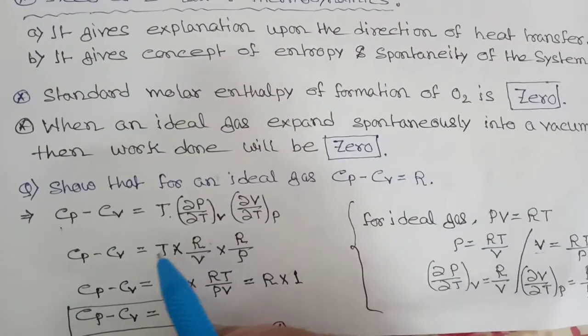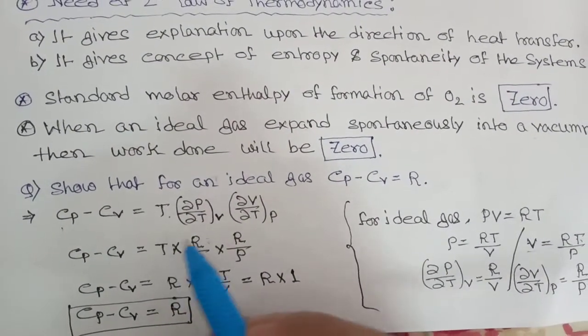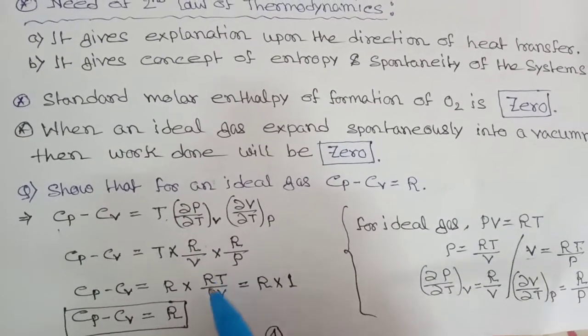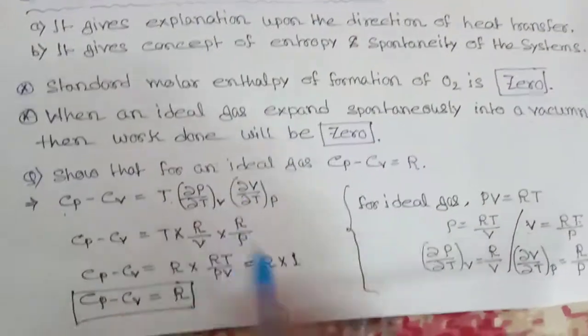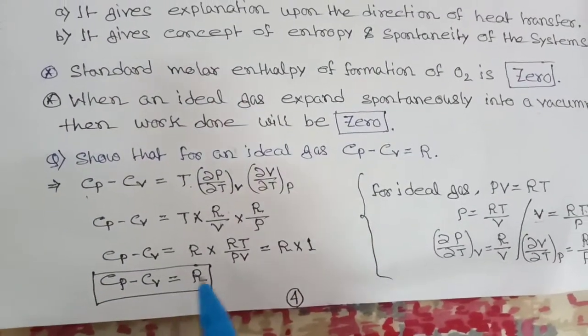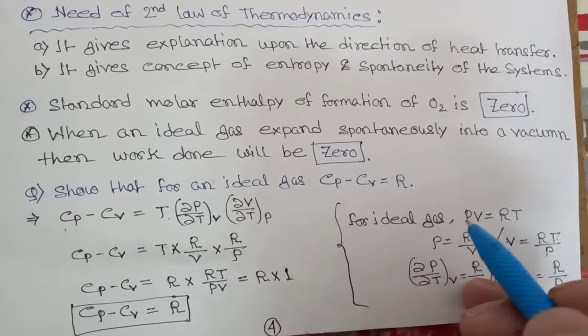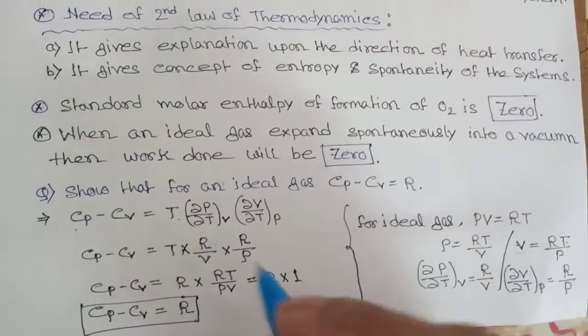So R will come this side, T will go there. So there will be RT by PV, and RT by PV is equal to 1. So Cp minus Cv is equal to R, proved. See, PV is equal to RT, so PV by RT will be 1.